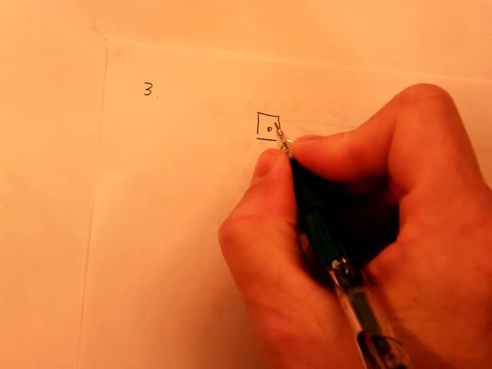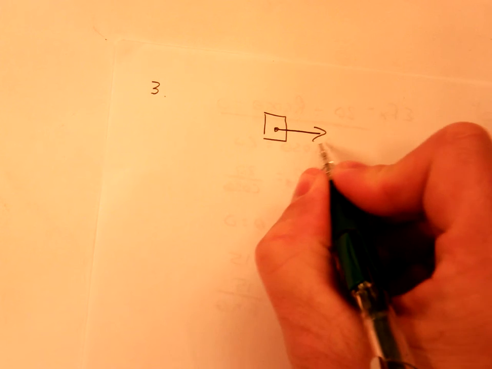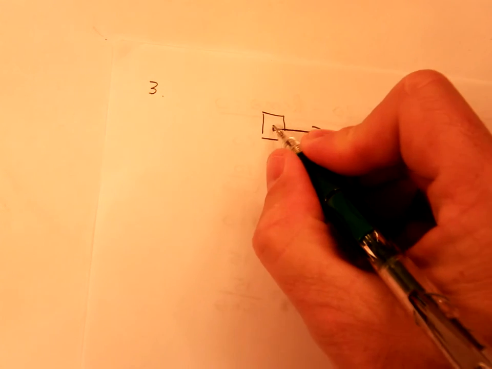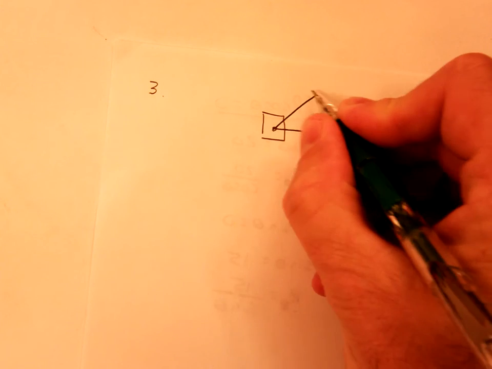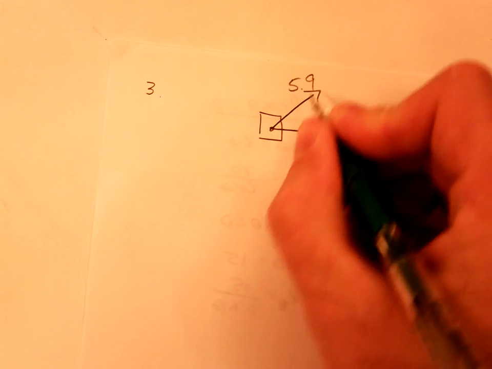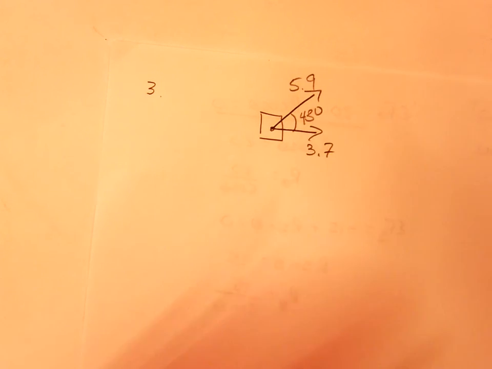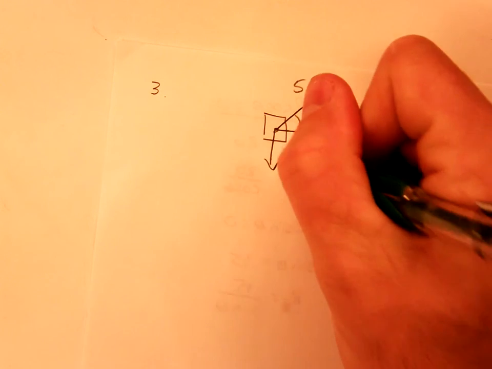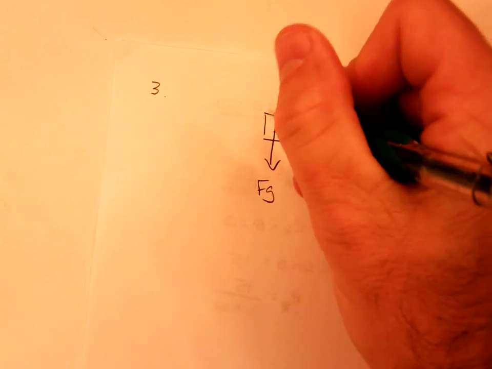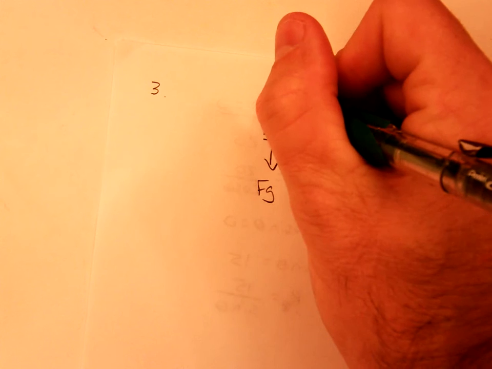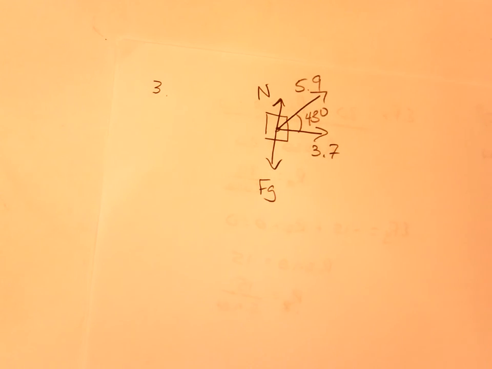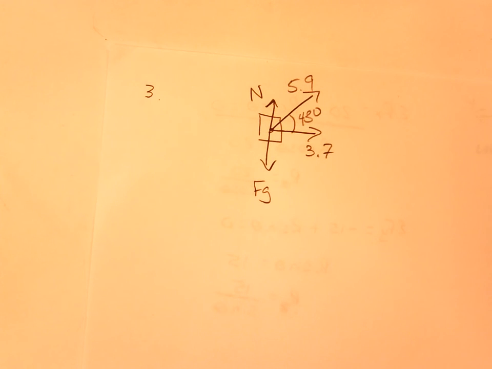And I have a force of 3.7. I have a force of 5.9. And I have an angle between the two of 43 degrees. They draw this for you basically. I also have a force of gravity, and I also have the normal force on there. So just to be completely accurate, I have those on there.